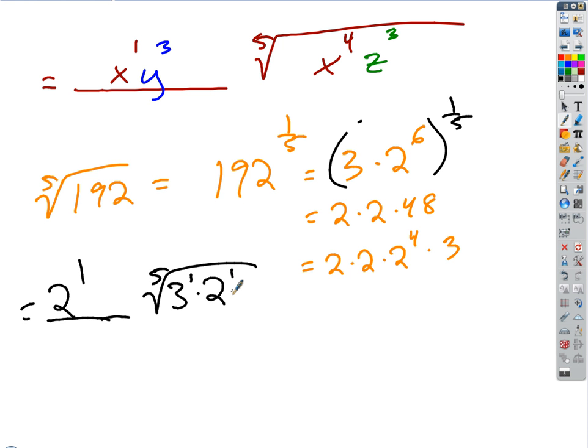Okay, look at what these become. I get a 3 to the 1/5 times 2 to the 6/5. Remember our rule: if we write a base with a fractional exponent as a mixed number, the integer part is the power outside, and the fraction part represents what's stuck in the radical.